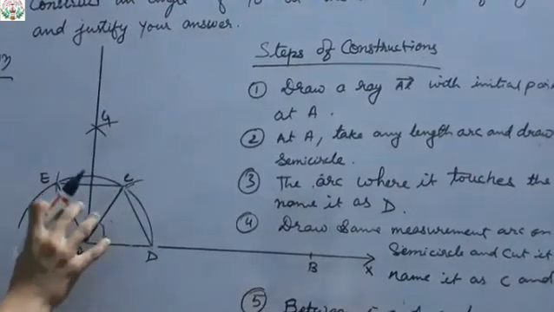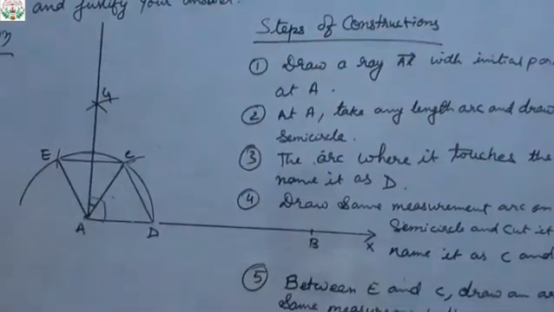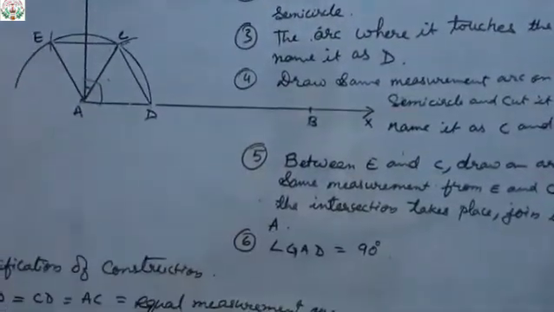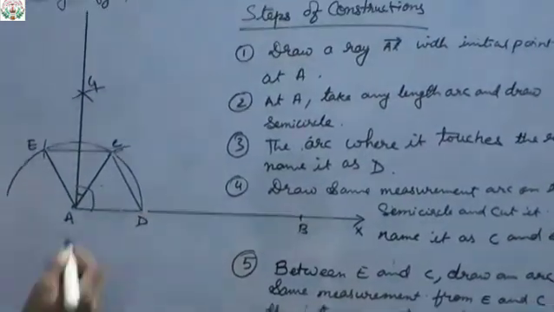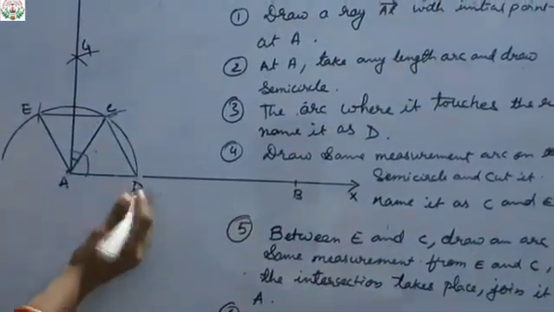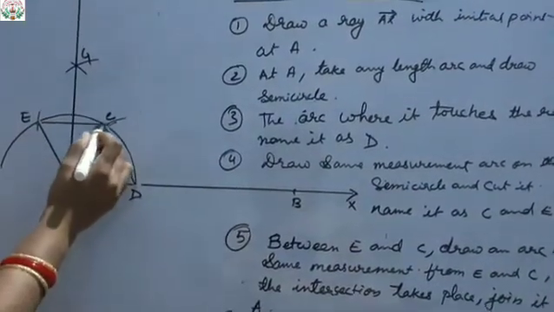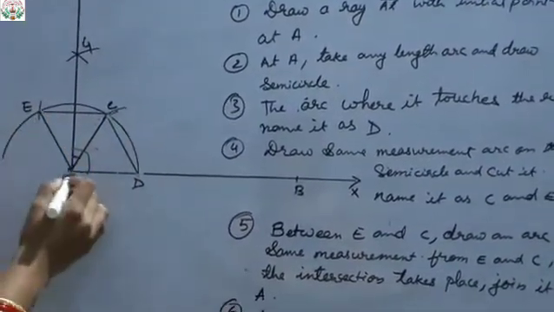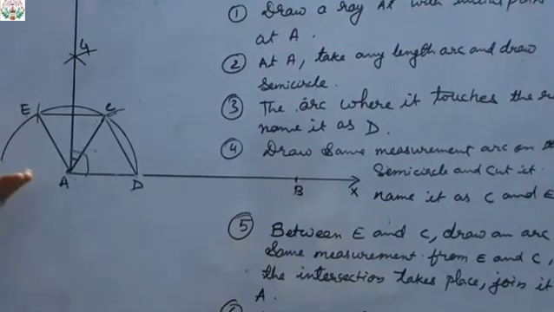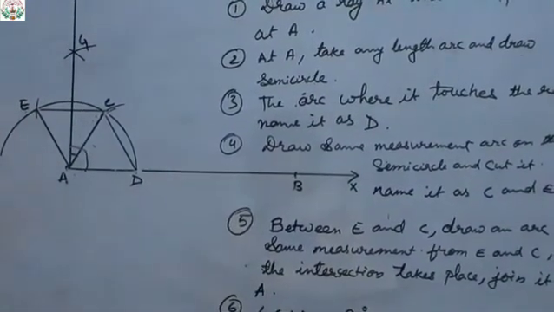So whatever construction we did, the same steps you will write for the steps of construction. After that, AD is already a line, then join AC, join CD, join EC and join EA with the scale. Join all.